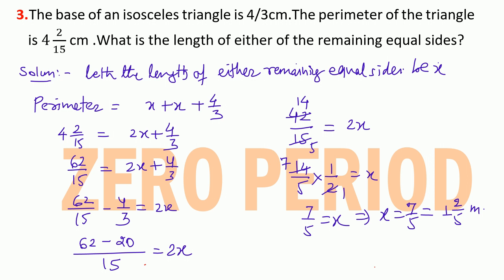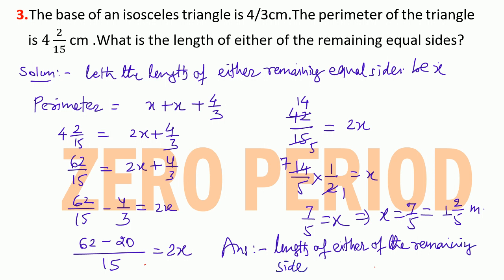So finally you can write your answer in this way: length of either of the remaining sides is 1 2/5 meter. So this is the complete solution of question number 3. Now move to the next question.